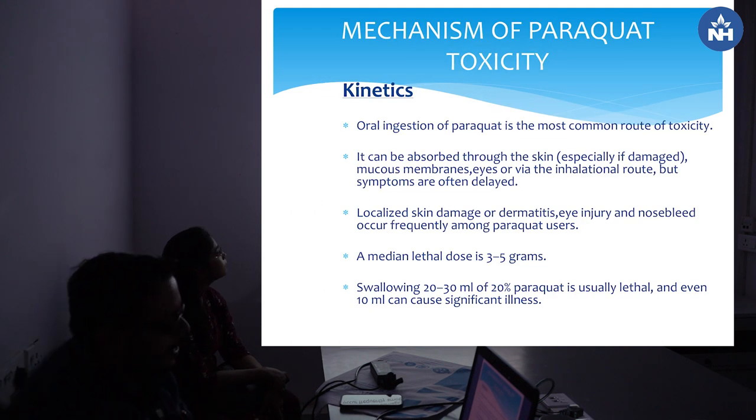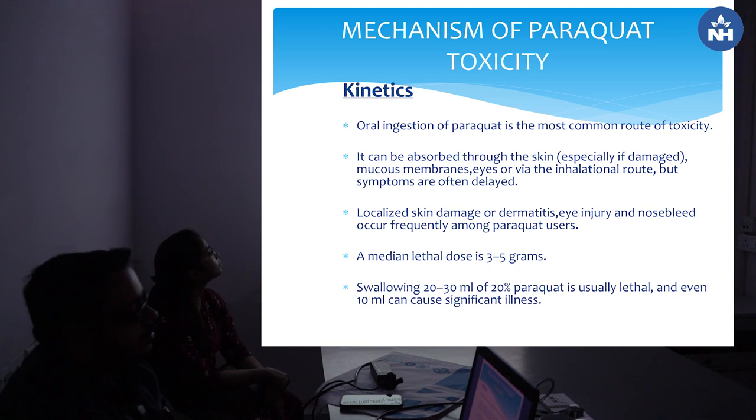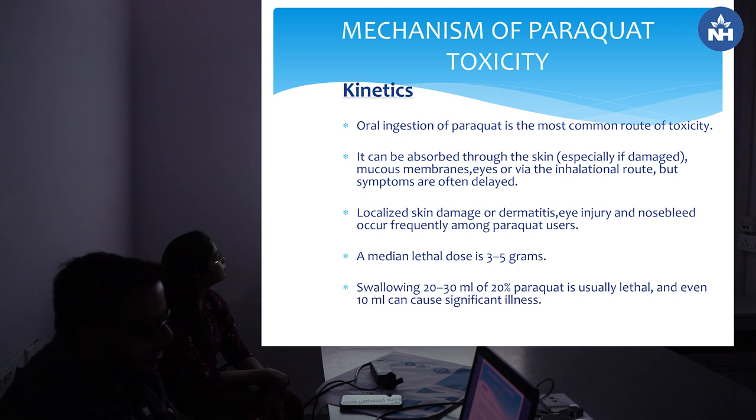Now, the mechanism of paraquat toxicity. The kinetics. The oral ingestion of paraquat is the most common route of toxicity. It can be absorbed through the skin, especially if the skin is damaged, mucous membranes, eyes, or via the inhalational route, but symptoms are often delayed. Localized skin damage or dermatitis, eye injury, and nosebleed occur frequently among paraquat users.